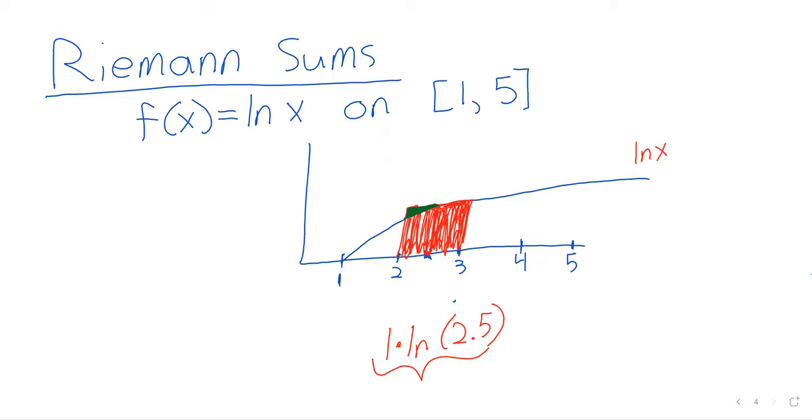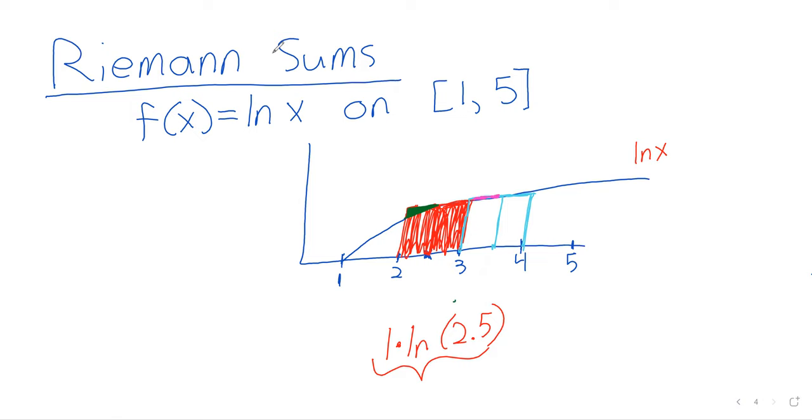And now we can repeat that process. In this little interval, we can select the midpoint, 3.5, and we can go up until we hit the curve. We can draw in a horizontal line segment. And we can look at the area of this rectangle. And the area of this rectangle is supposed to approximate the area under the curve. And once again, it's only an approximation.